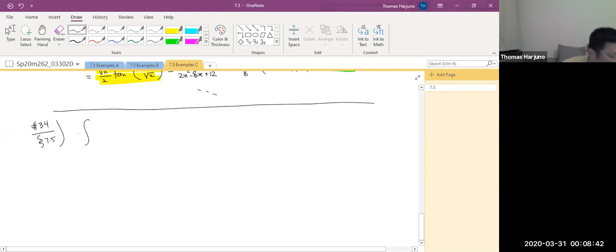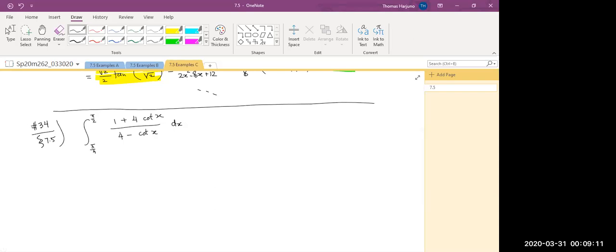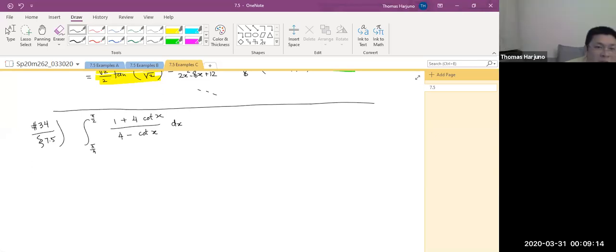It's the integral from pi over 4 to pi over 2 of (1 plus 4 cotangent x) over (4 minus cotangent x) dx. Ooh, honestly, my reaction is almost always, I don't know what to do. That's me all the time. Yeah, because we need to pause a little bit, step back and see, is there anything I can simplify maybe? Let's see.